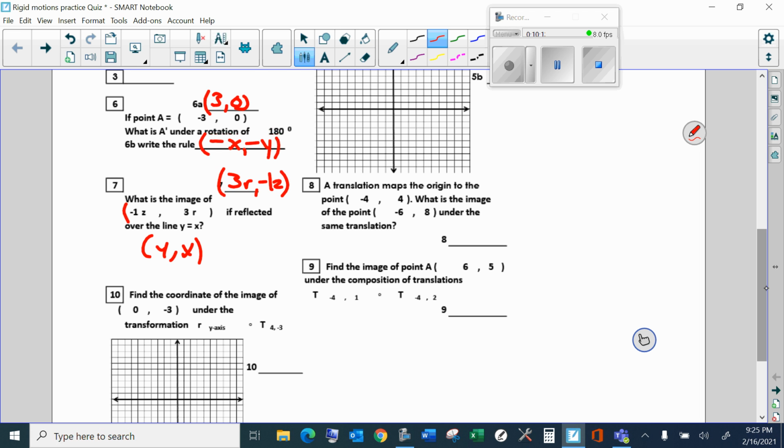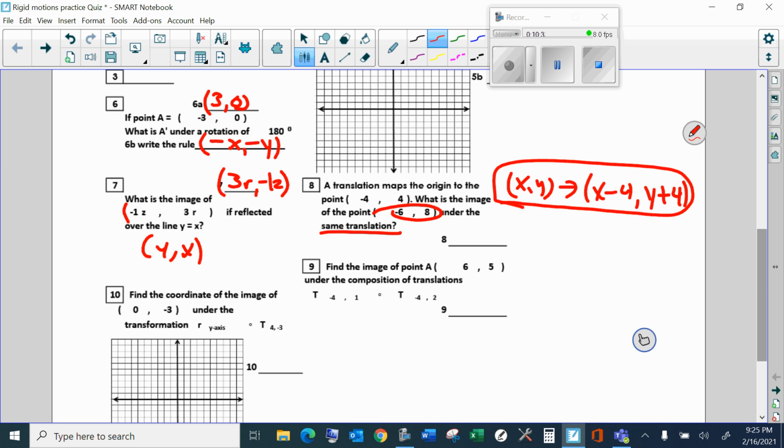Number 8, translation maps the origin to the point. So I'm going from a 0, 0 to that point. How do I get there? X, y from the origin. How do I get to negative 4, 4? I go left 4 and I go up 4. So there's my rule. Now, what is the image of this point under that same translation rule? Under this rule, I just had to find out on my own from the origin to there.